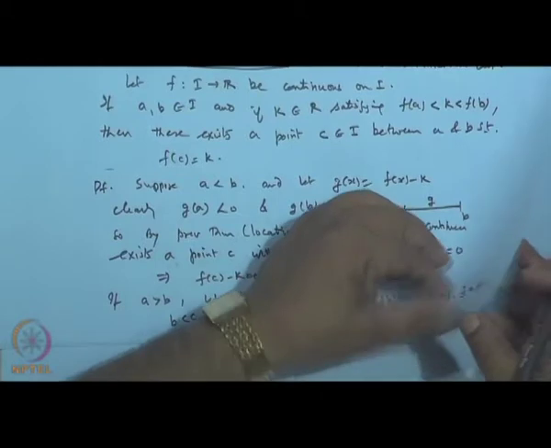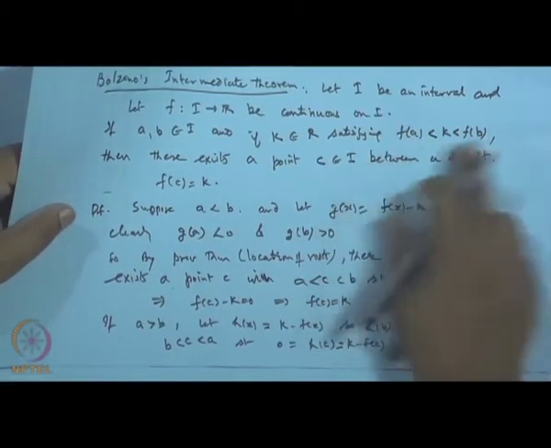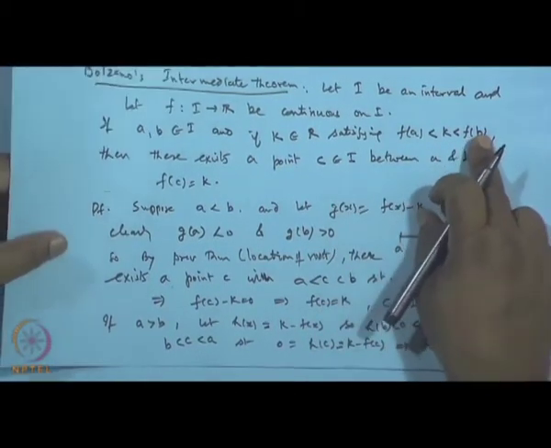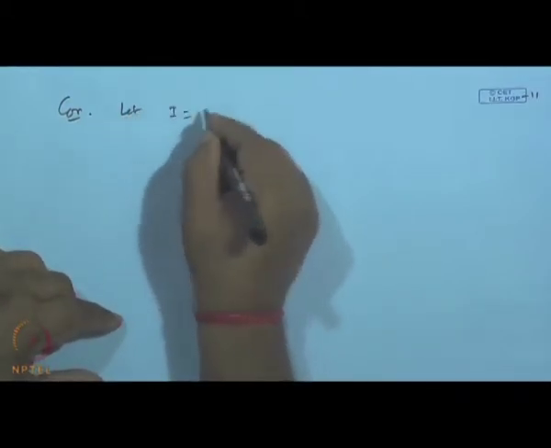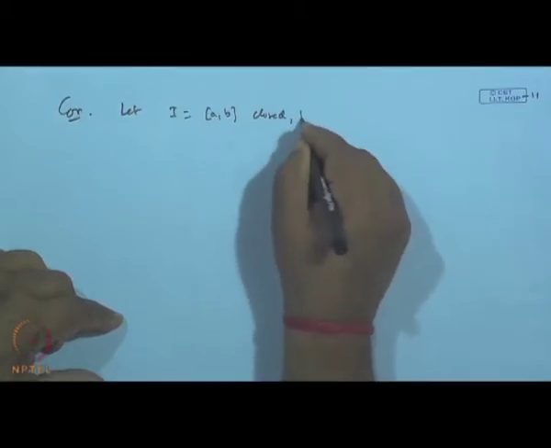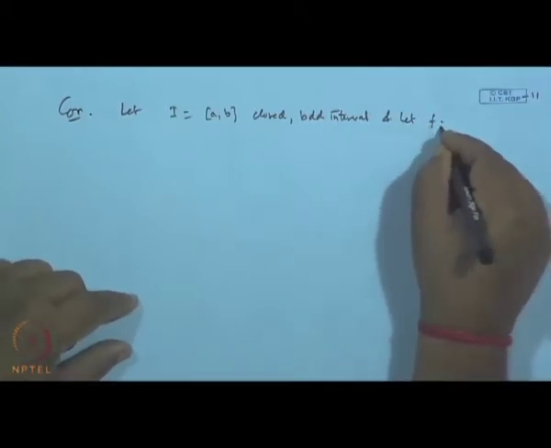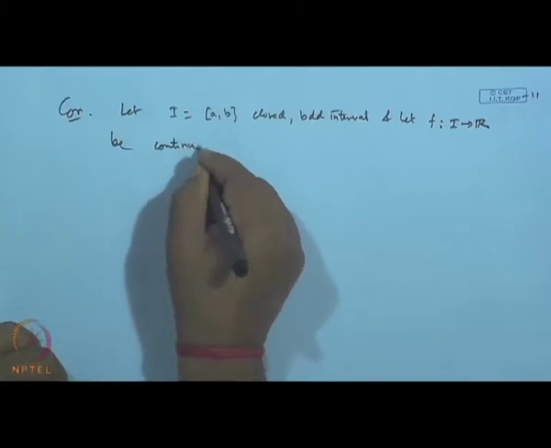Now, we can extend this result, because this holds for any value lying between the two unequal values of f. If we replace f of a and f of b by its minimum value or maximum value, that is the infimum and the supremum, and choose a k in between the infimum and supremum, then also we can get some point with that value. So, as a corollary to this, we can say: let I be a closed bounded interval, and let f, a mapping from I to R, be continuous on I.